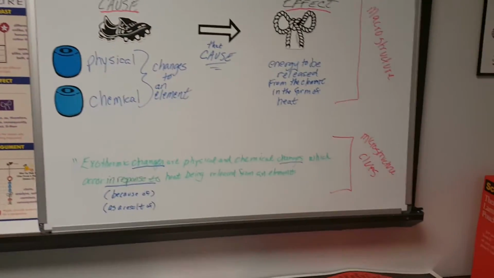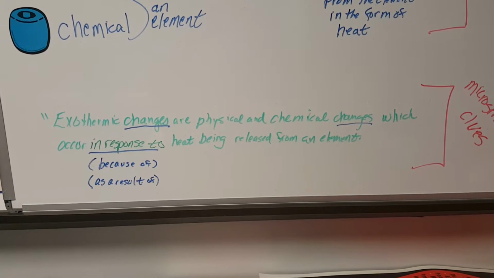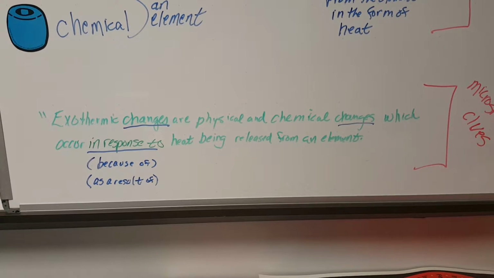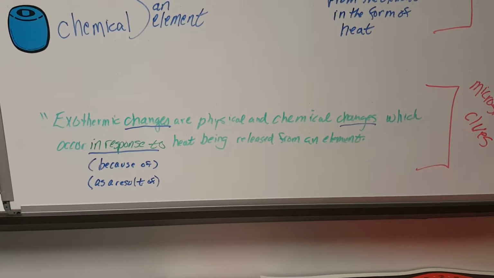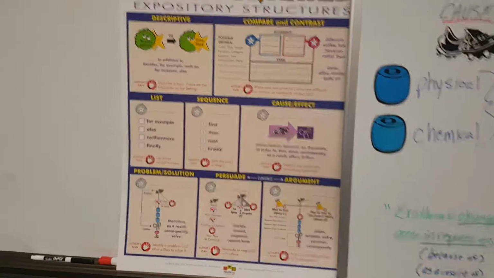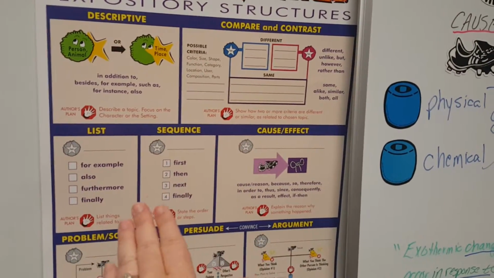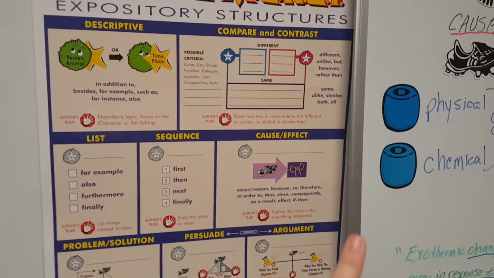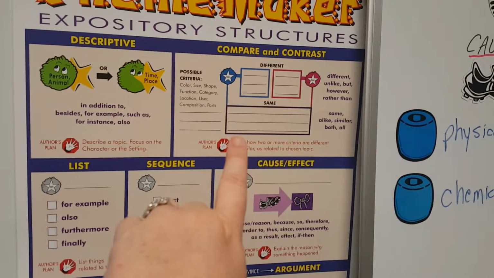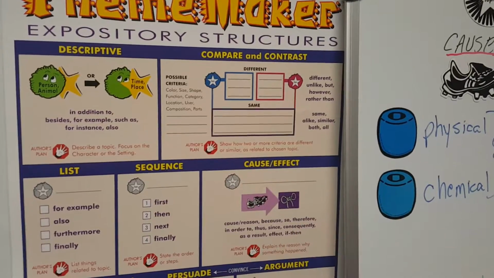So the microstructure clues that we have to tell us which text structure we're looking at are a couple here. First of all, the word changes. If something changes, we're either going to be talking about a cause and effect, because if something changes, it was something before and now it's something after, and something caused that to happen. Or it's going to be a compare and contrast, comparing what it was before and what it was after.